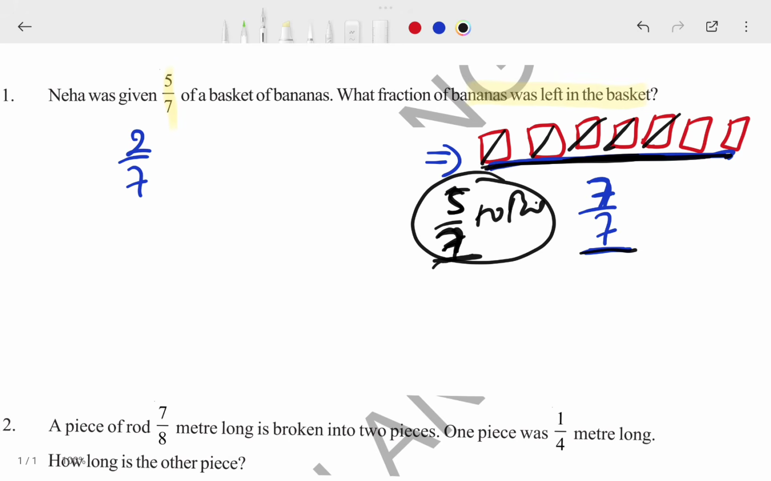So how will you say it? You will say, "Mommy, out of 7 boxes I have only 2 boxes left, 1 and 2." Out of 7 boxes, how many boxes are left? Total 2 boxes. Like that only, banana.